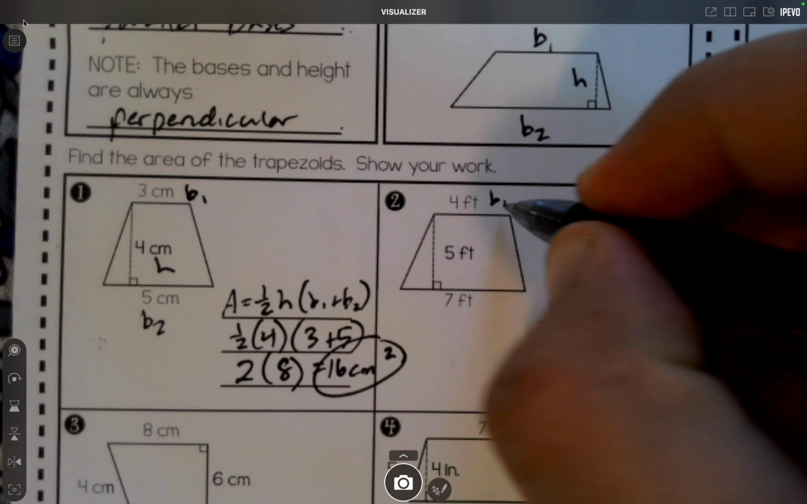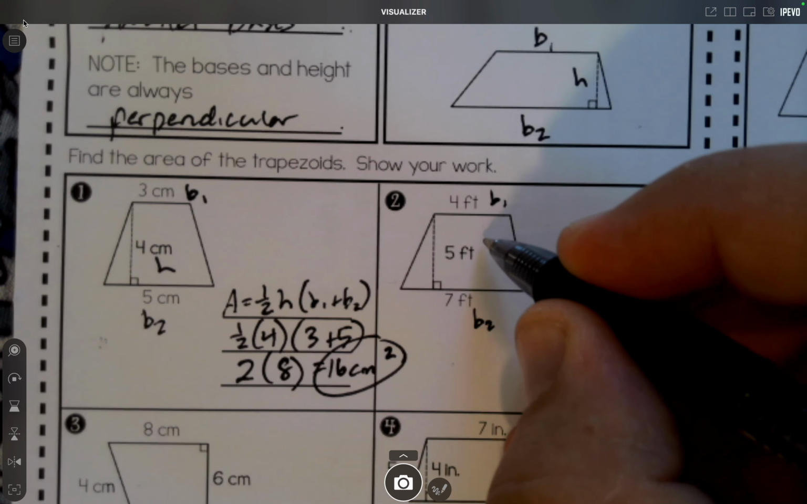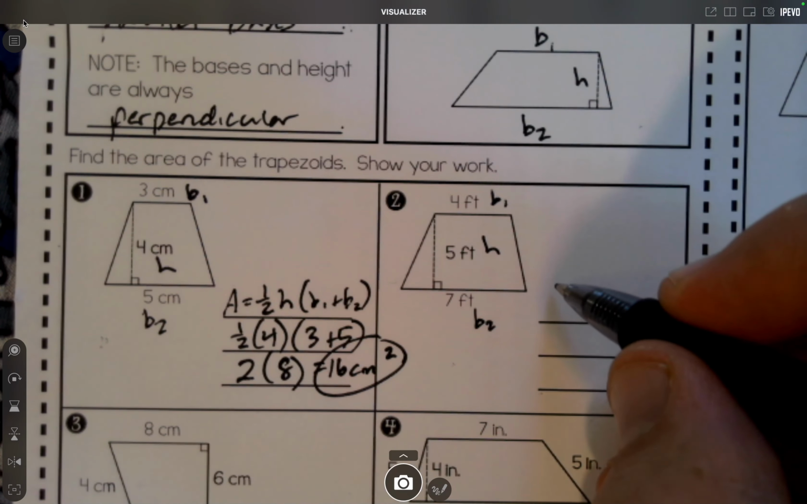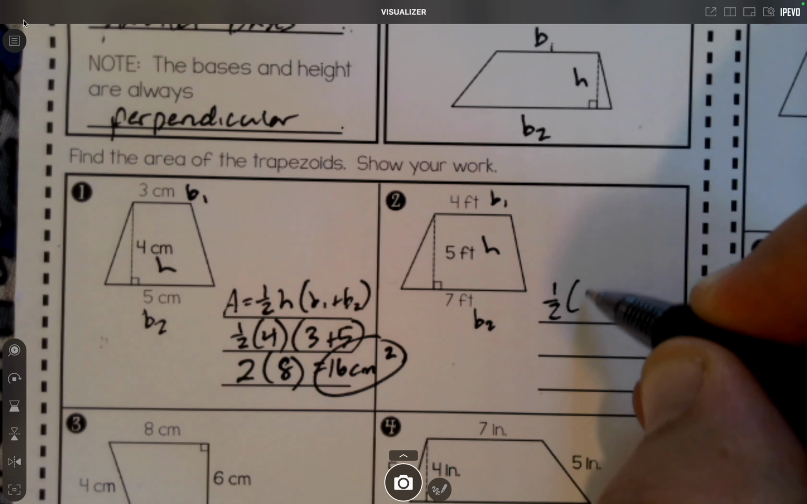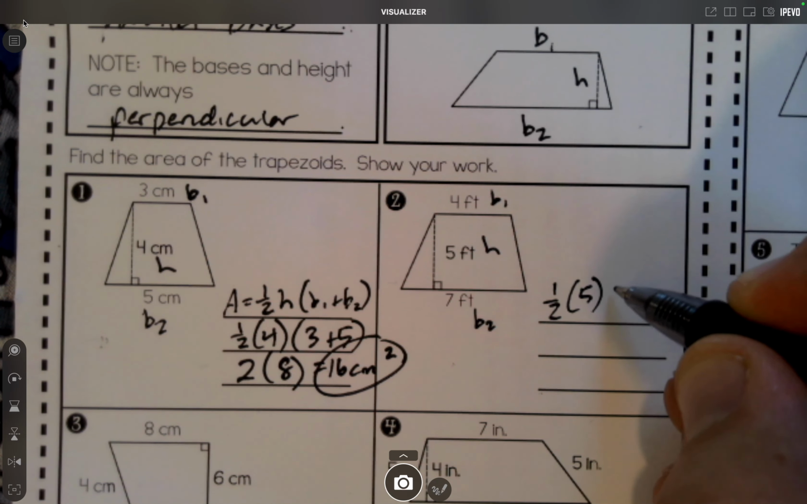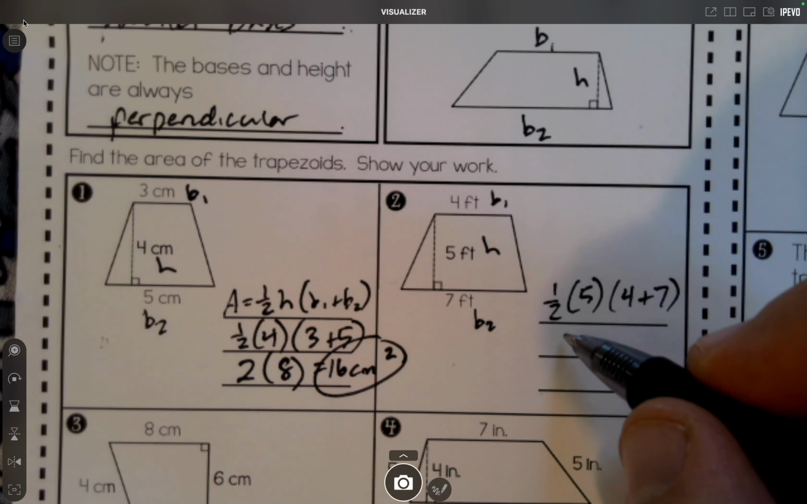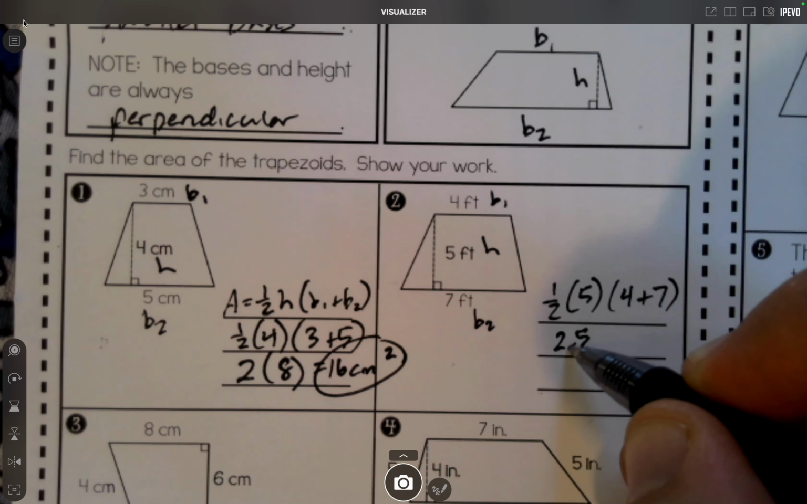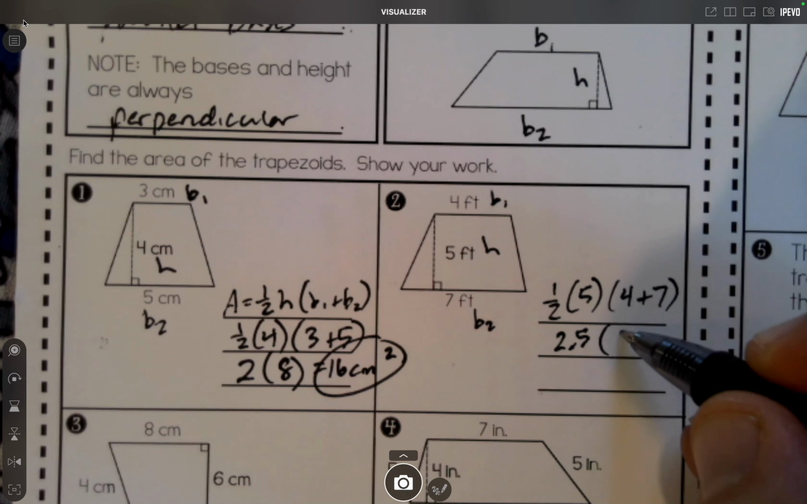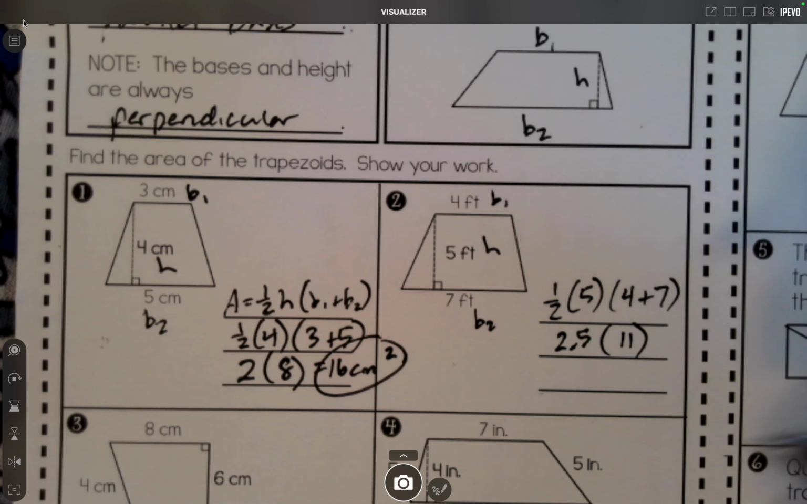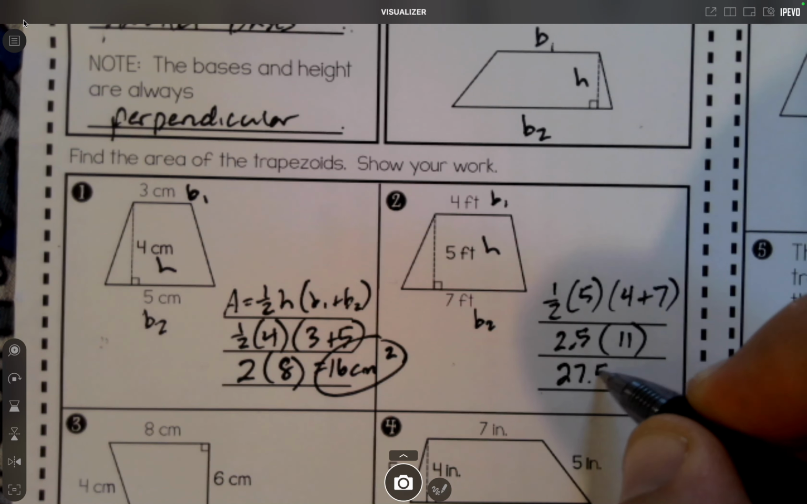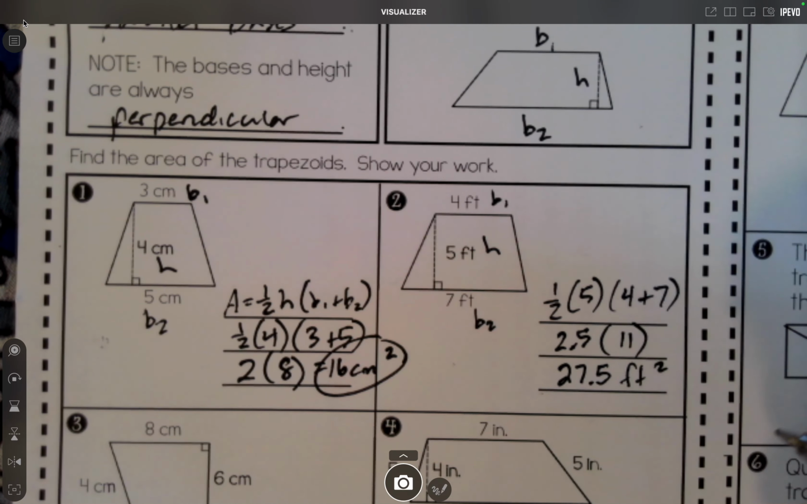We have base 1, base 2, and the height. So 1/2 times the height, base 1 plus base 2. Half of 5 is 2.5. Use your calculator if needed. 4 plus 7 is 11. 2.5 times 11 is 27.5 square feet.